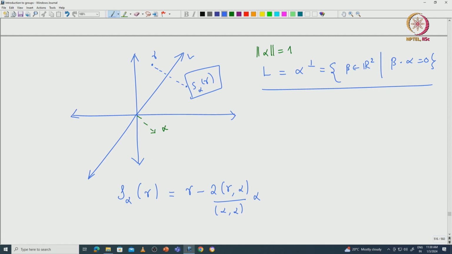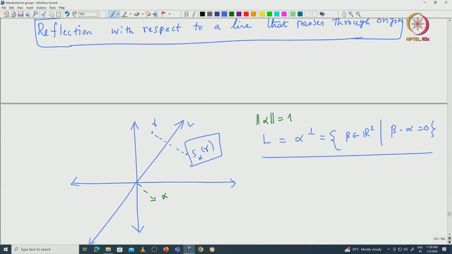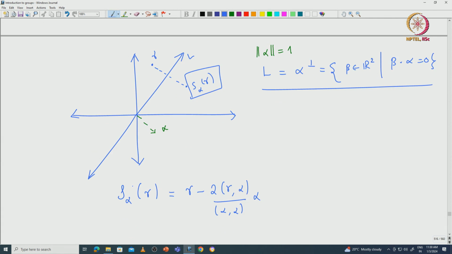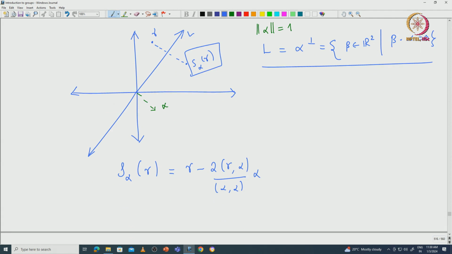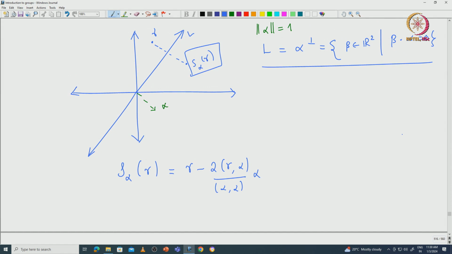So, not all reflections are linear maps. Reflections that fix the origin will be linear maps. Okay. So, since this L is a line that passes through the origin and all points on L are fixed, in particular this reflection with respect to L fixes the origin. So, it must be linear. Okay. This we will prove for any isometry that fixes the origin.